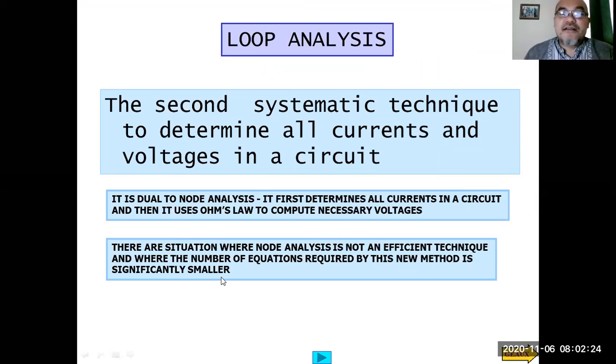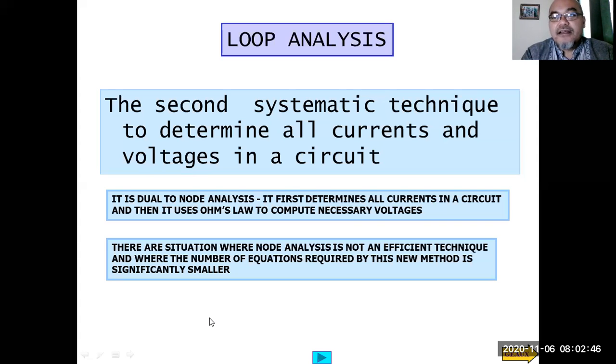In node analysis, we are interested in knowing the node voltages. To know the node voltages, we use Kirchhoff current law to first determine the currents and then calculate the node voltages accordingly.